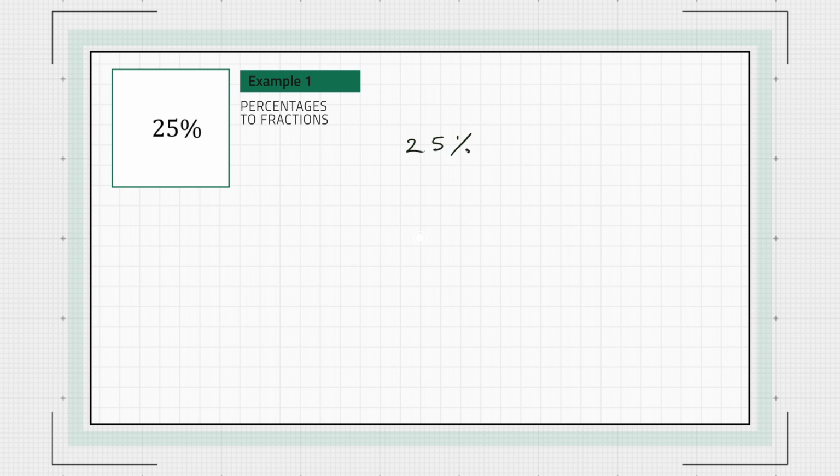And we have to remember that when we look at this percent sign, what we actually mean is essentially, or has the same meaning as, out of 100. So we're not just saying 25%, we're also saying 25 out of 100. This means we can express this 25% as a fraction, which is 25 over 100.